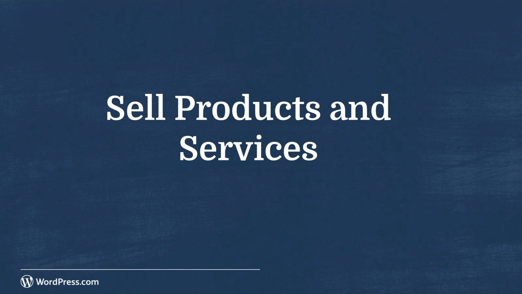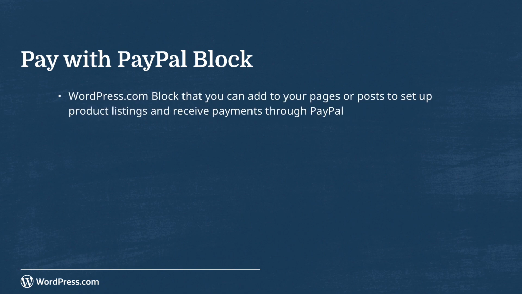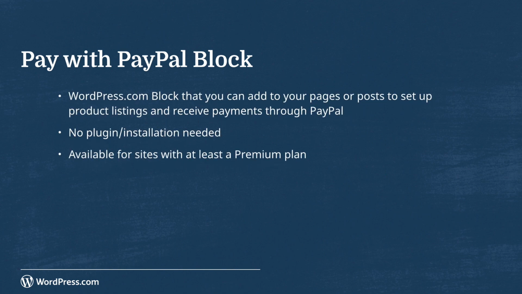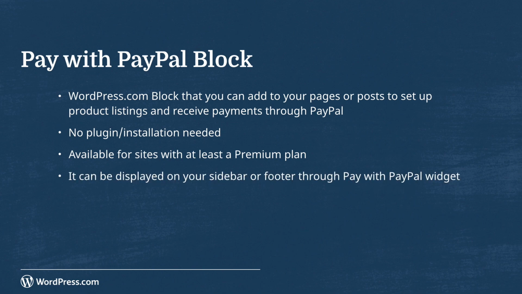In WordPress.com, you can sell products and services, and we provide built-in tools that let you create simple product listings where there's no need to install or activate any plugins. The first tool that I'd like to show you is the Pay with PayPal block. The Pay with PayPal block is a WordPress.com block that you can add to your pages or posts to set up product listings and receive payments through PayPal.